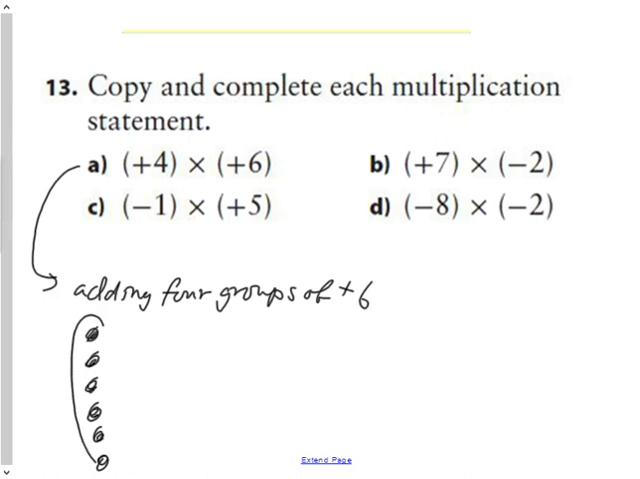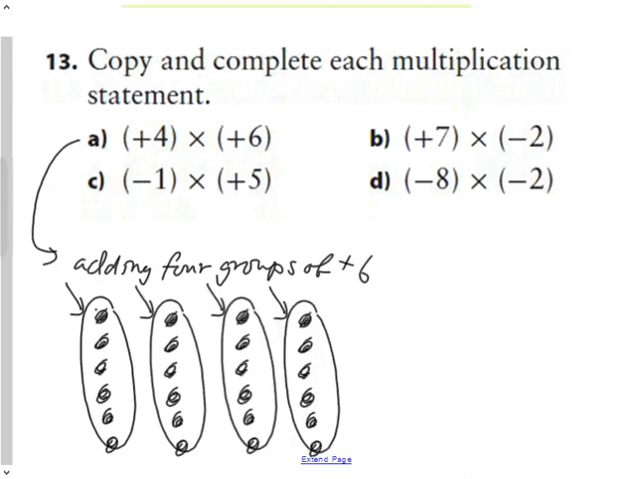Okay, I'll circle it and I'll put the arrow in to show that it's adding it. And if I add 4 groups of +6, this is what the picture would look like, and adding 4 groups of +6 would have a result of +24.